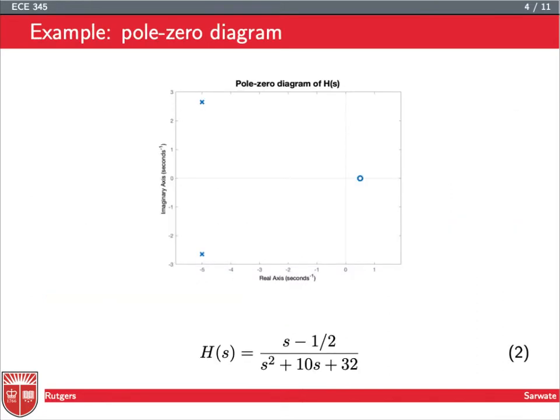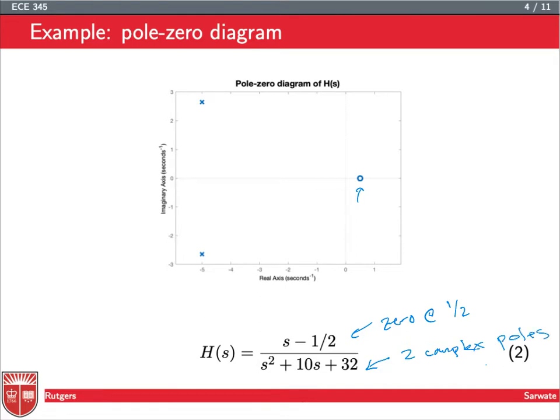So let's take this transfer function here. We have a 0 at plus 1/2. So here it is right here. Here's the 0 at 1/2. And then over here, if you squint at this a little bit, this is going to be a little more complicated. This is going to have 2 complex roots, so two complex poles.